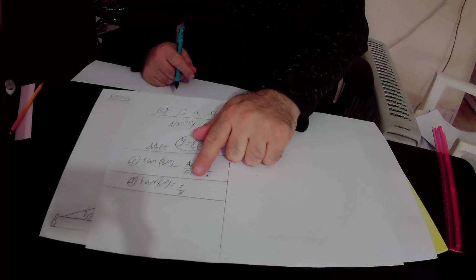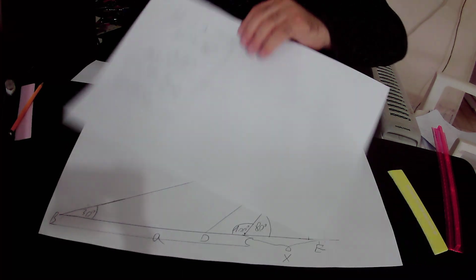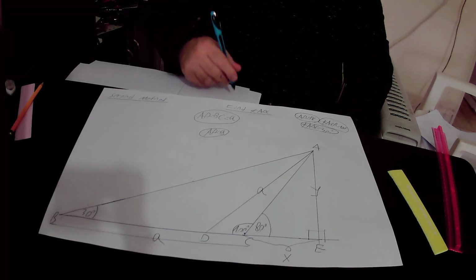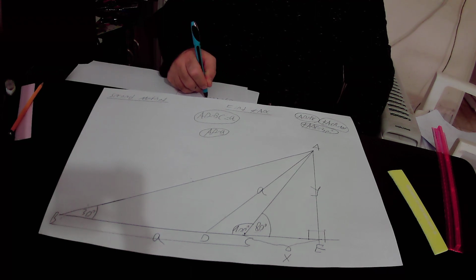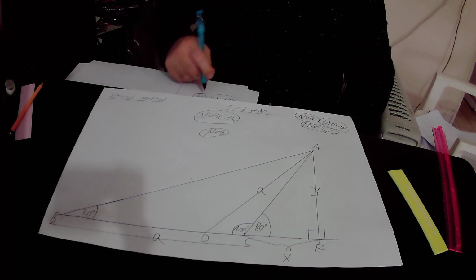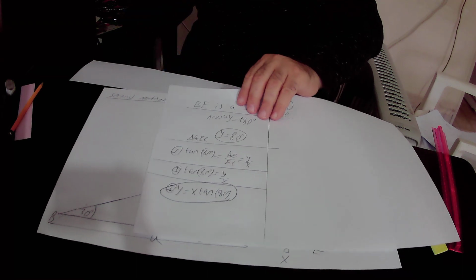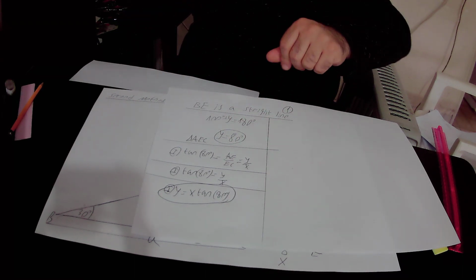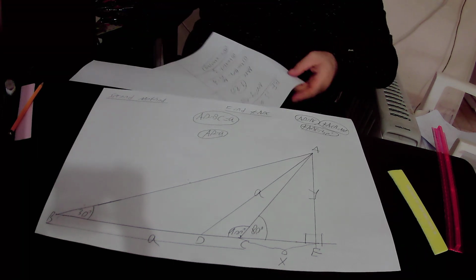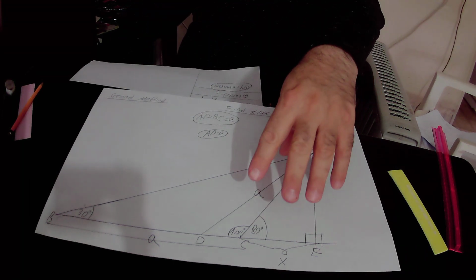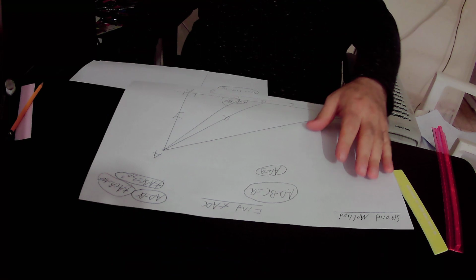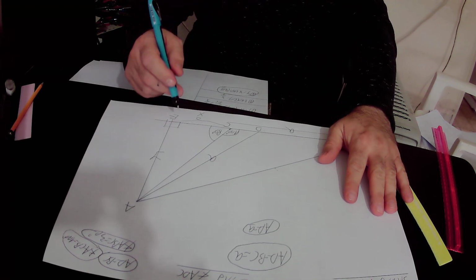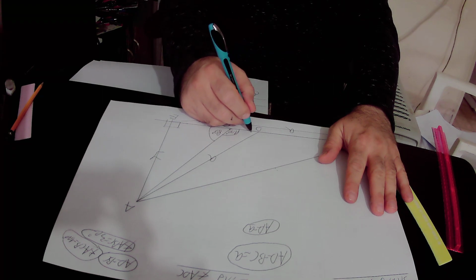Here we will multiply equation number 1 by X and we will get that X times Y equals X times tangent 80 degrees. I'll repeat again, according to equation number 1, Y equals X times tangent 80 degrees. In the next step, we'll focus on the right triangle ADE. But before that, we will define the angle that we are looking for, that is to say angle ADC, as angle theta.